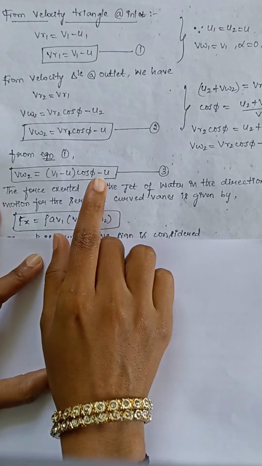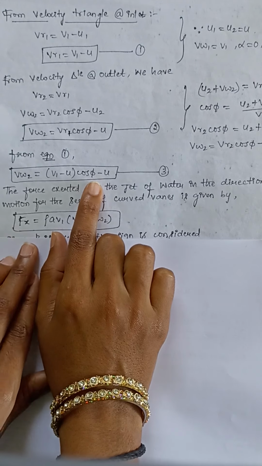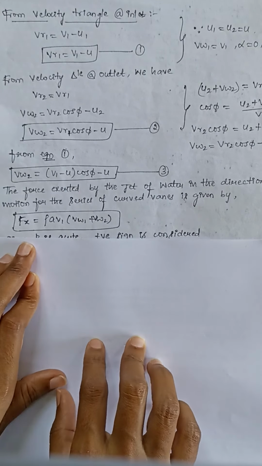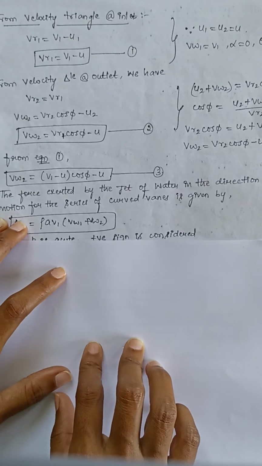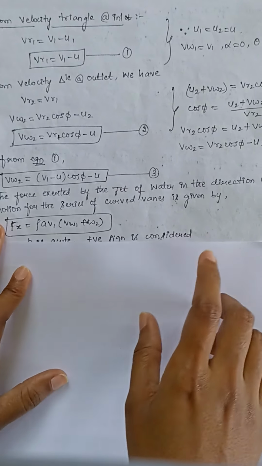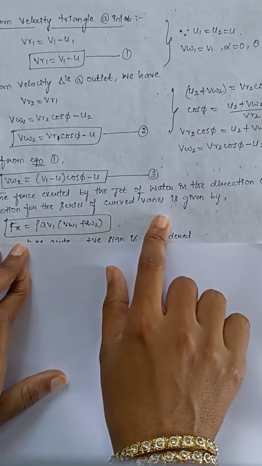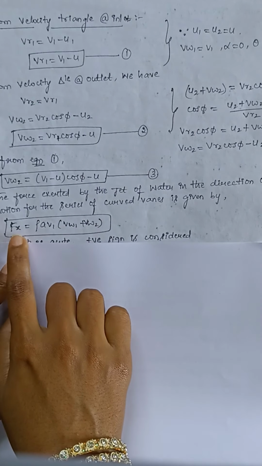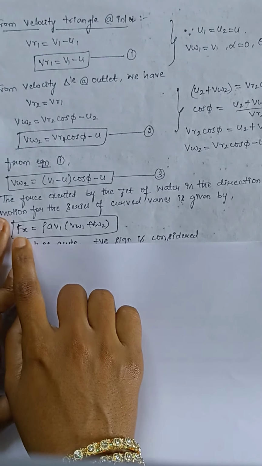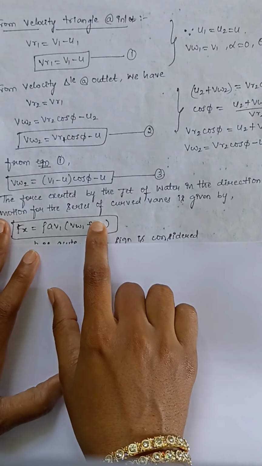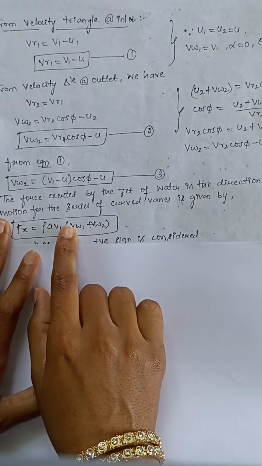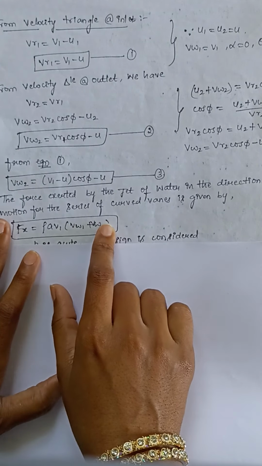Once we get the third equation, let us find out the equation of force which is generated in the horizontal direction. Now the force which is exerted by the jet of water in the direction that it is moving on the series of curved vanes is given by Fx. So the formula to find Fx is mass per second into change in velocity. So here change in velocity is written as initial minus final velocity.